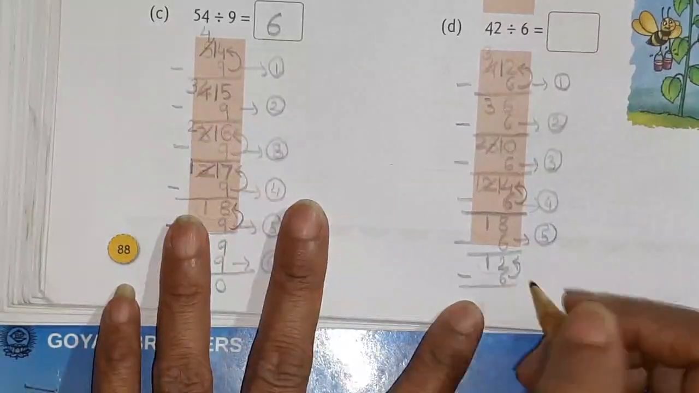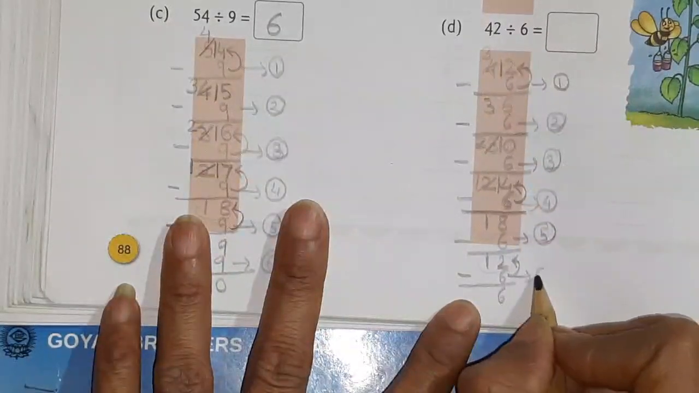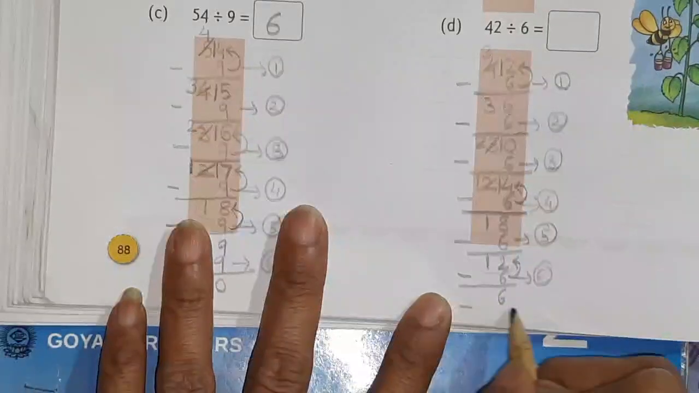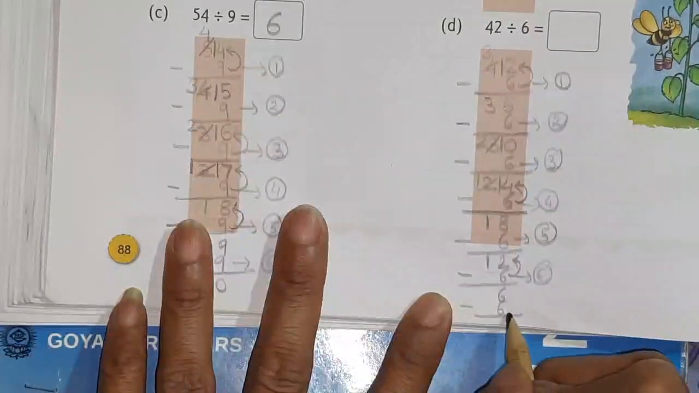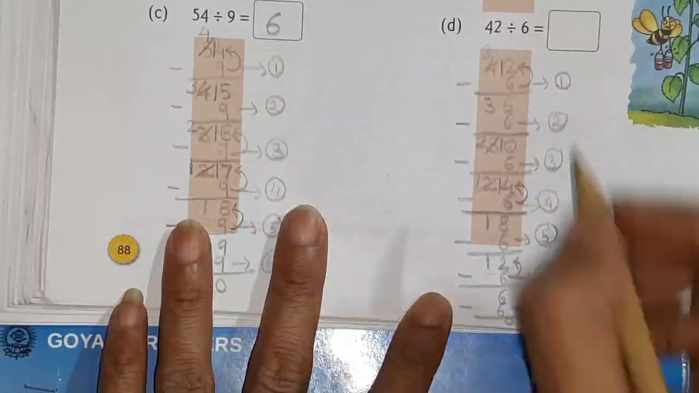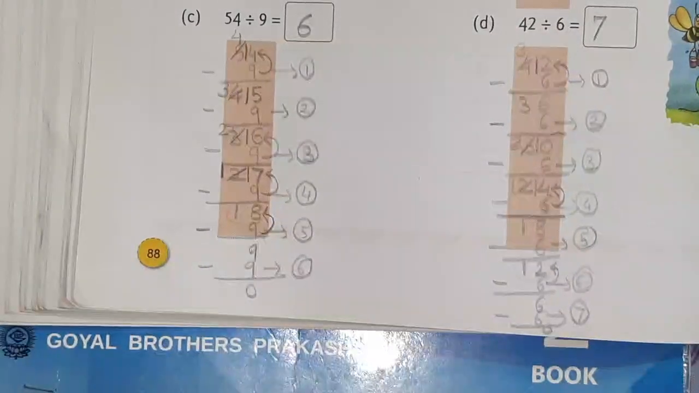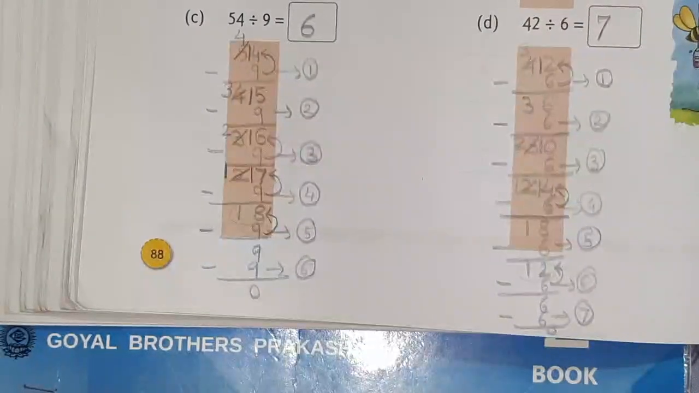Count 6 after 12. We are getting 6. Here is our sixth time subtraction. And one more time. 6 minus 6, 0. And this is our seventh time subtraction. Our answer is 7. So students, complete this in your textbook.